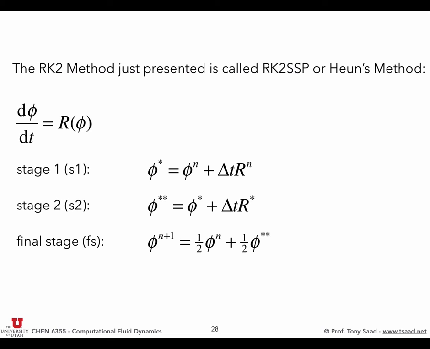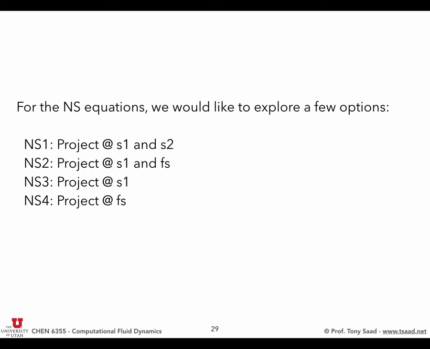And that's phi star is phi^n plus delta t times the right-hand side at n. And we did a projection here. So this is just for an ODE, not the Navier-Stokes. And then we had a second stage that I'm going to call S2. So keep those in mind. S1 is the first guess for the slope. S2 is the second slope. And then the final stage, FS, is the averaging of the slopes. So phi double star for S2, and the final stage is the average of phi^n and phi double star. Now, for the Navier-Stokes equations, we have a few options. We can project at stage 1 and stage 2.